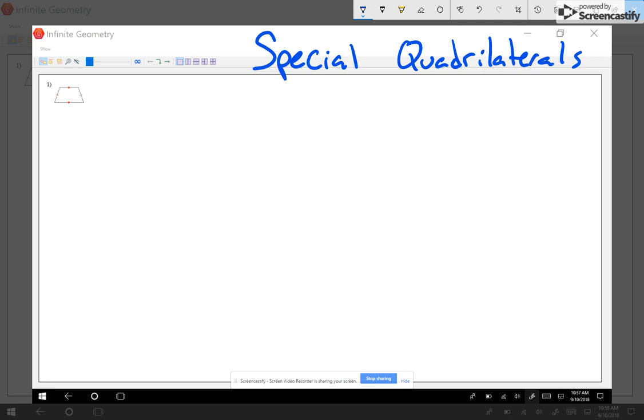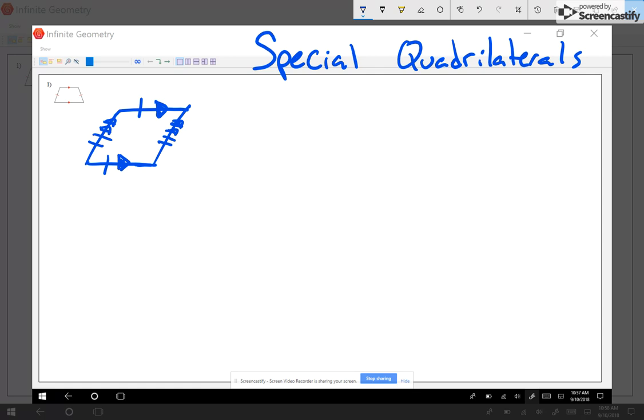So special quadrilaterals. Once again, four sides. The first one I'm going to be talking about, top and bottom are parallel. In geometry, to specify they're parallel, we're going to use little arrows. To specify that they're the same size, we're going to use little slashes. So these top and bottom are the same size and they're also parallel. Now the sides, left and right, they're also going to be the same size and they're also going to be parallel with each other.